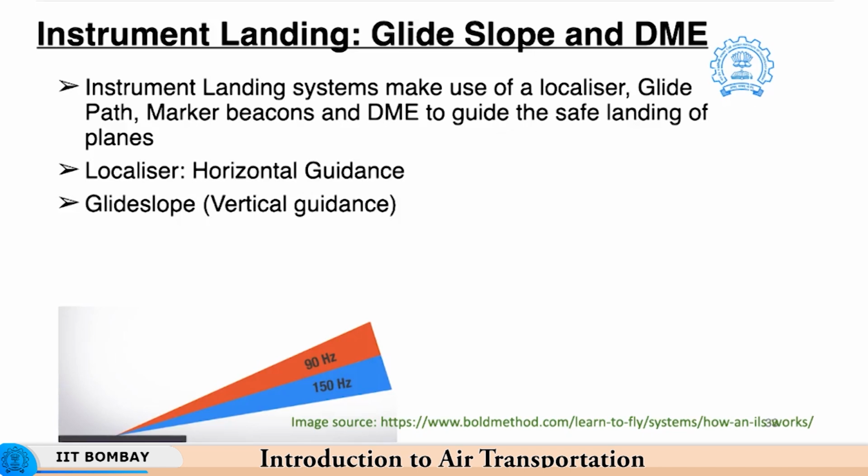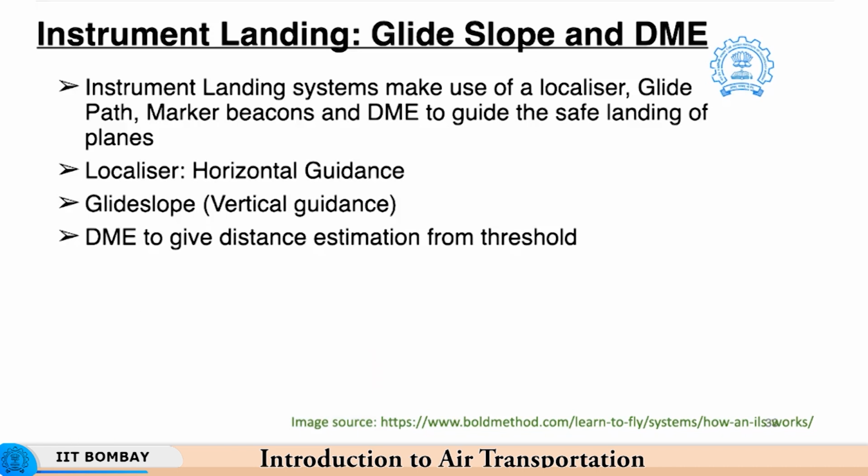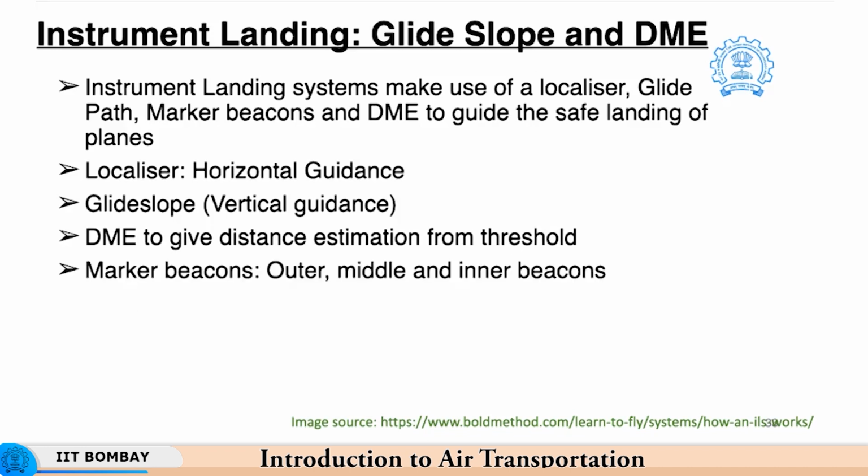Details related to this particular system will be elaborated in the presentation given by Professor Pant in one of the later lectures. DME, as I mentioned to you, is the equipment used to measure the distance from the threshold, and the marker beacons are visual markers provided to the aircraft to give a visual indication of the aircraft's location with respect to the approach leg and the distance from the threshold.